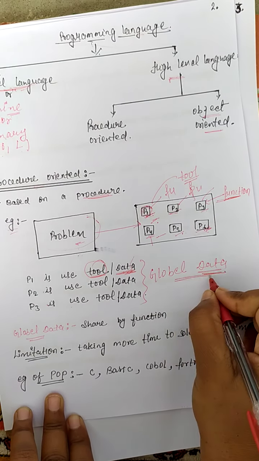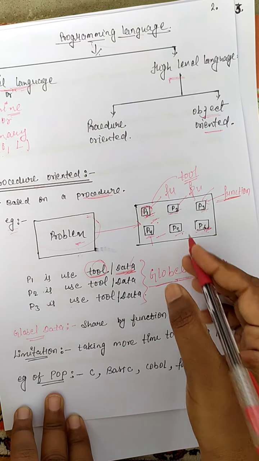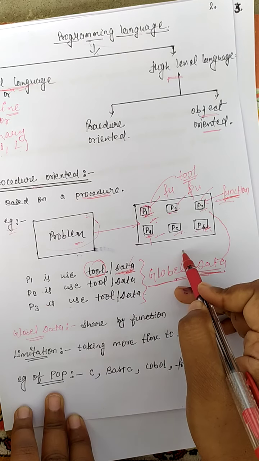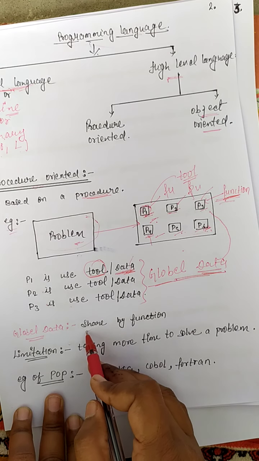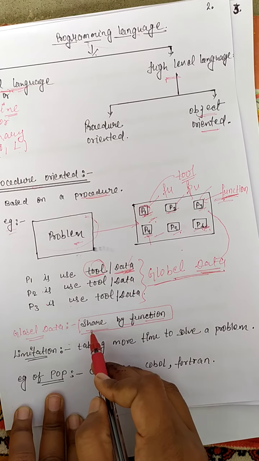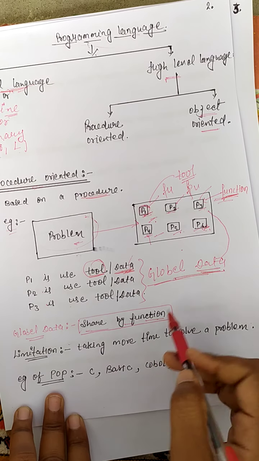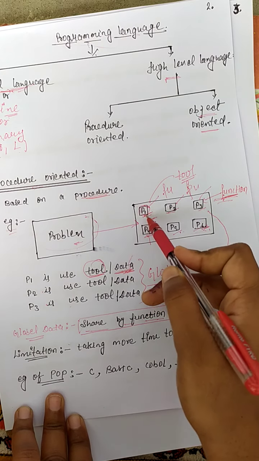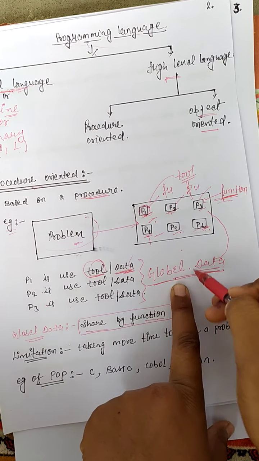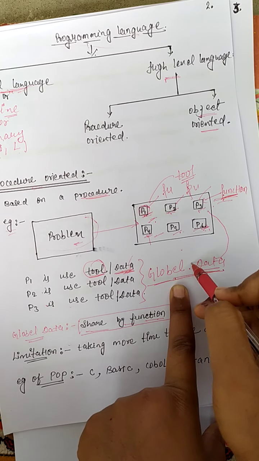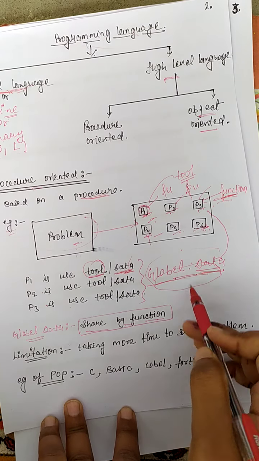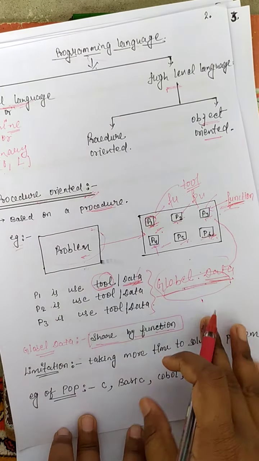What is the use of global data? By using the global data, every function uses this data to solve a problem. Global data is shared by the functions. That means function 1 uses this data, function 2 also uses this data, function 3 also uses this data. That's why this is called global data. This is a procedure oriented programming language.